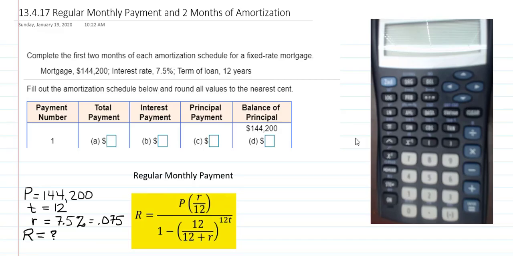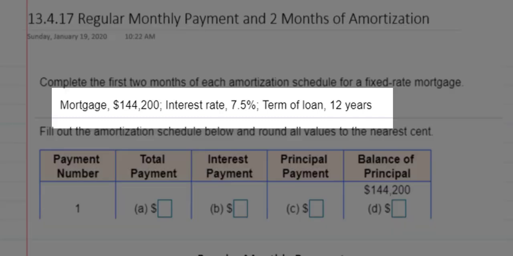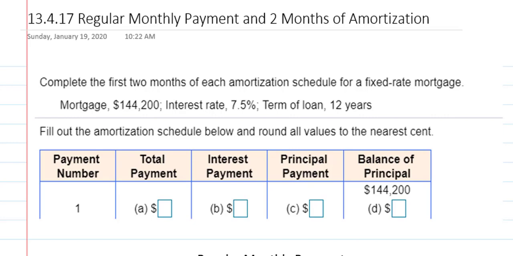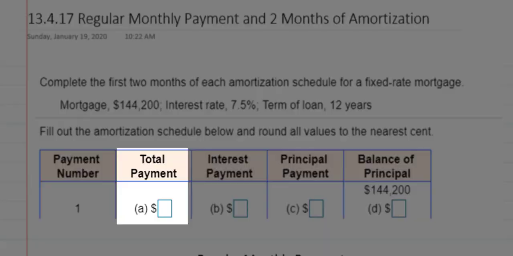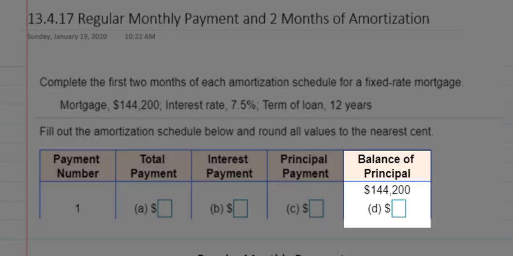In this video, we're going to find the regular monthly payment for a mortgage as well as 2 months of the amortization schedule. We're given that the mortgage is for $144,200 with an interest rate of 7.5%, and the term of the loan is 12 years. And we're asked to complete 4 columns: the total payment for each month, the interest payment for each month, the principal payment for each month, and the balance of the principal.